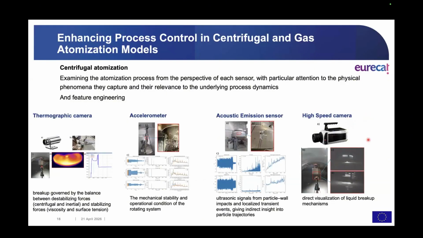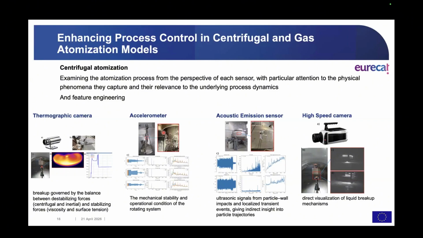As you can see, this is a nice slide that shows different kinds of sensors. For example, we have a thermographic camera that can capture the temperatures, and accelerometers that can see what kind of vibration the rotating disc has, or acoustic emission sensors that can pick up the particles that solidify and hit the wall, which can produce different acoustic signals, or maybe just drop.